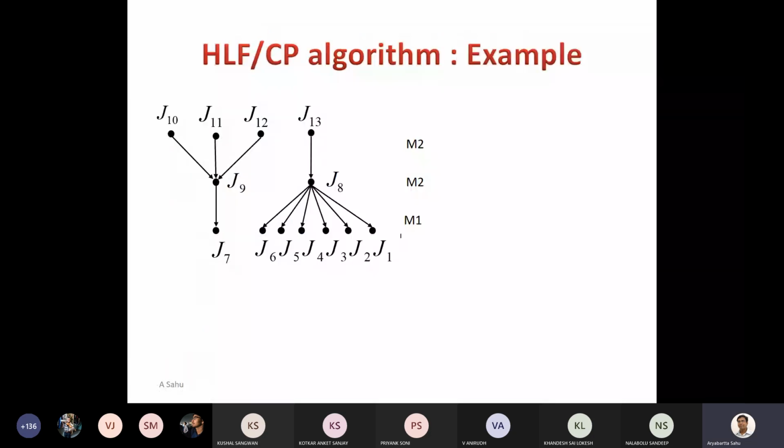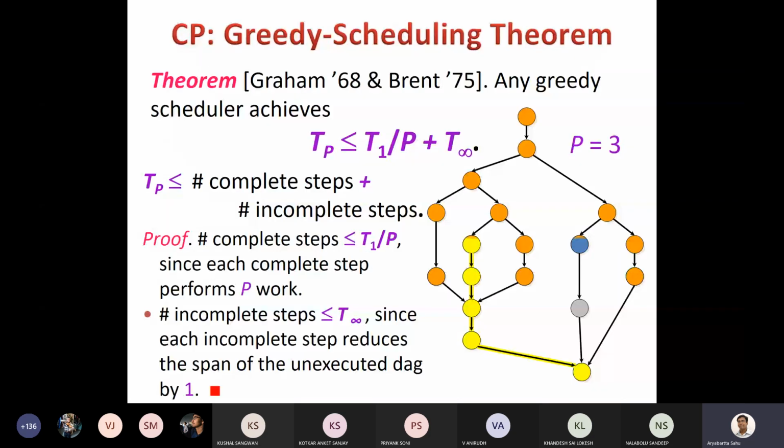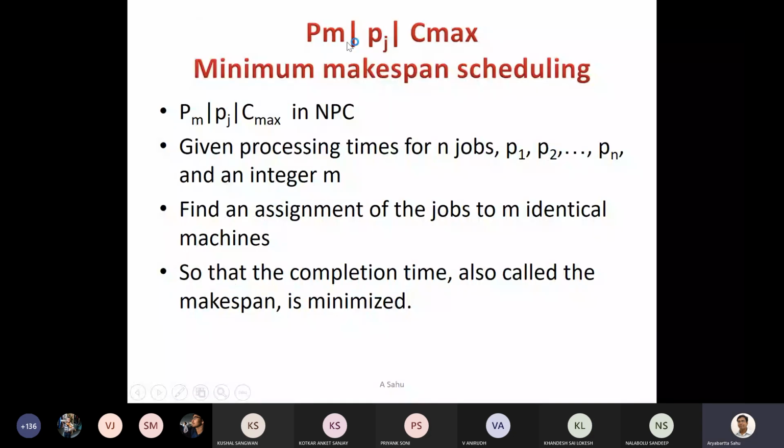So the problem we're trying to solve is P m, p_j, and Cmax. What is the meaning of the problem? Given the processing times of n jobs, p1, p2 up to pn, and an integer m, where m is the number of processors. So we have m identical processors, all tasks arrive at time 0. Preemption is not allowed, no deadline business, and we want to minimize the overall execution time.